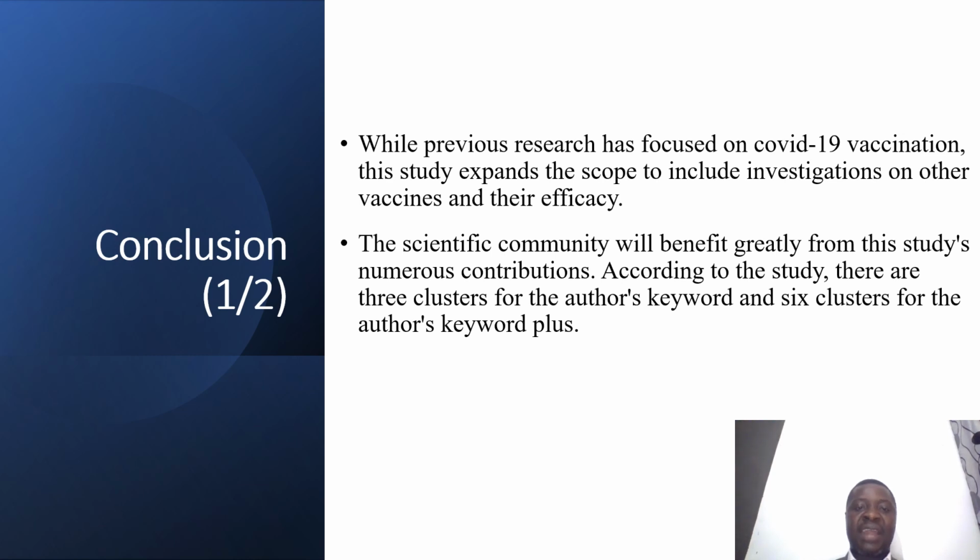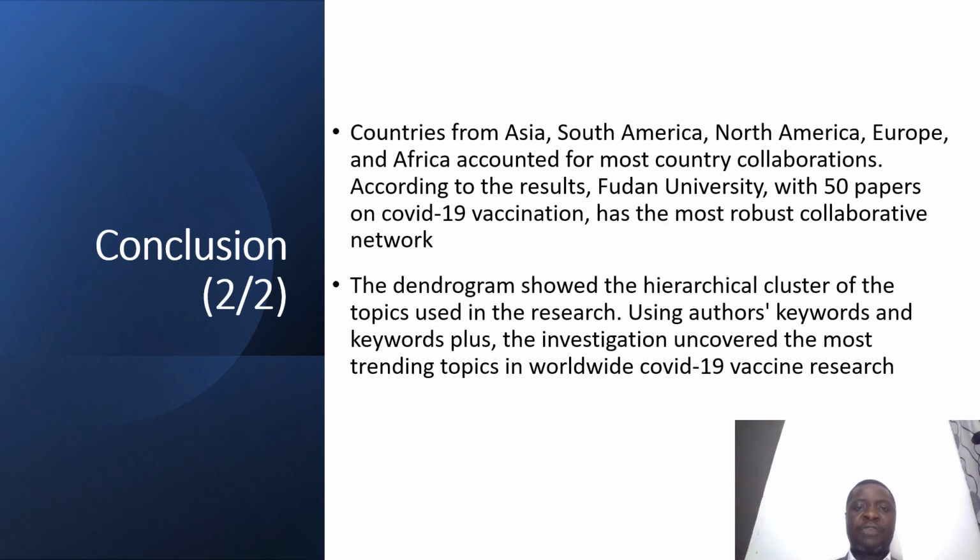According to the study, there are 3 clusters for the author keywords and 6 clusters for the author's keyword plus. Countries from Asia, South Africa, North America, Europe, and Africa accounted for most country collaborations. According to the results, Fudan University, with 50 papers on COVID-19 vaccination, has the most robust collaborative network. The dendrogram showed the hierarchical cluster of the topics used in the research. Using authors' keywords and keywords plus, the investigation uncovered the most trending topics in worldwide COVID-19 vaccine research.